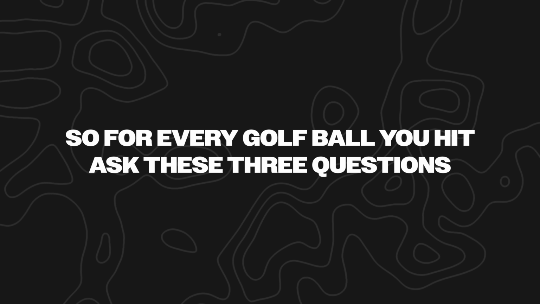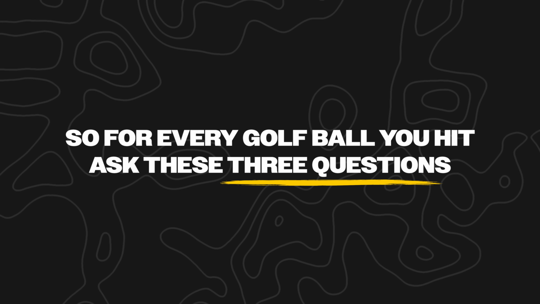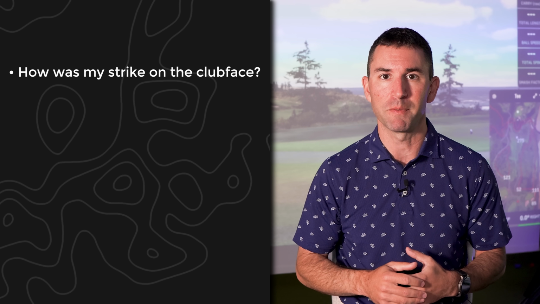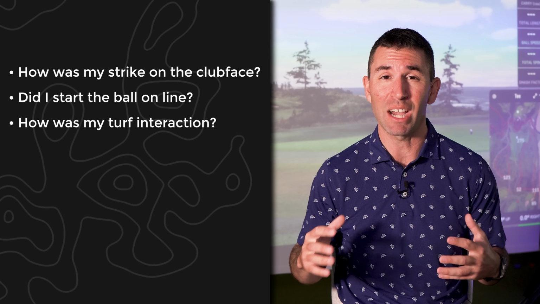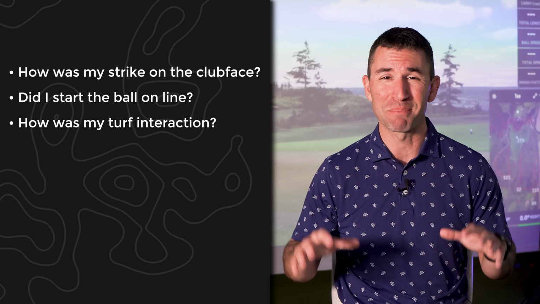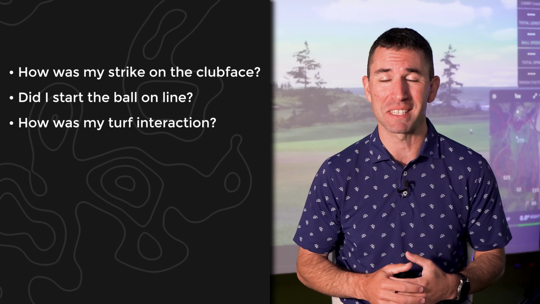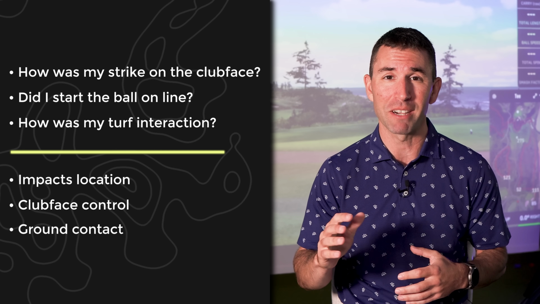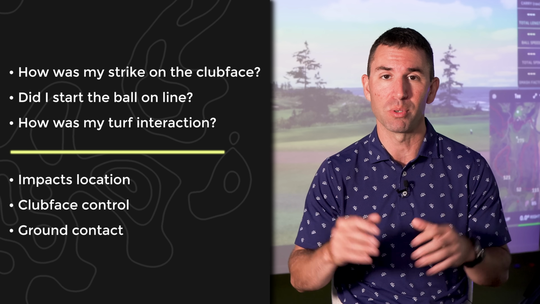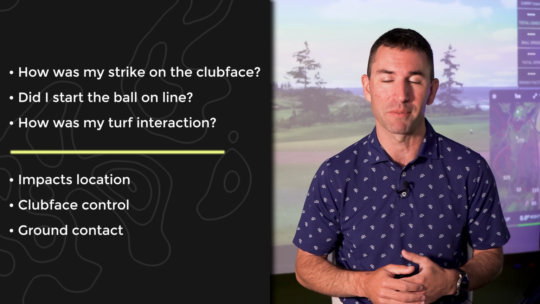So for every golf ball you hit, ask these 3 questions. How did I strike it on the club face? Did I start the ball on my intended line? And how was my turf interaction? An obsessive focus on these 3 skills, impact location, club face control, and ground contact, are how you get to the promised land in your golf game.